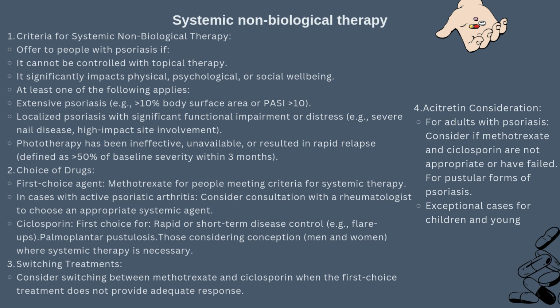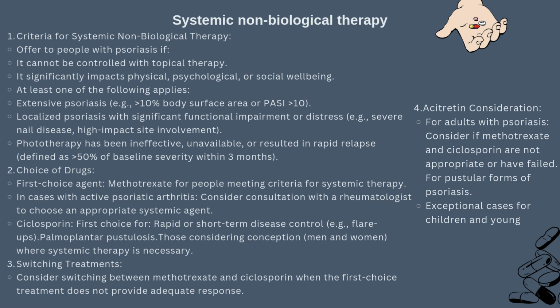Systemic non-biological therapy. Criteria for systemic non-biological therapy: offer to people with psoriasis if it cannot be controlled with topical therapy and it significantly impacts physical, psychological, or social well-being. At least one of the following applies: extensive psoriasis, e.g., greater than 10% body surface area or PASI greater than 10; or localized psoriasis with significant functional impairment or distress, e.g., severe nail disease, high-impact site involvement.